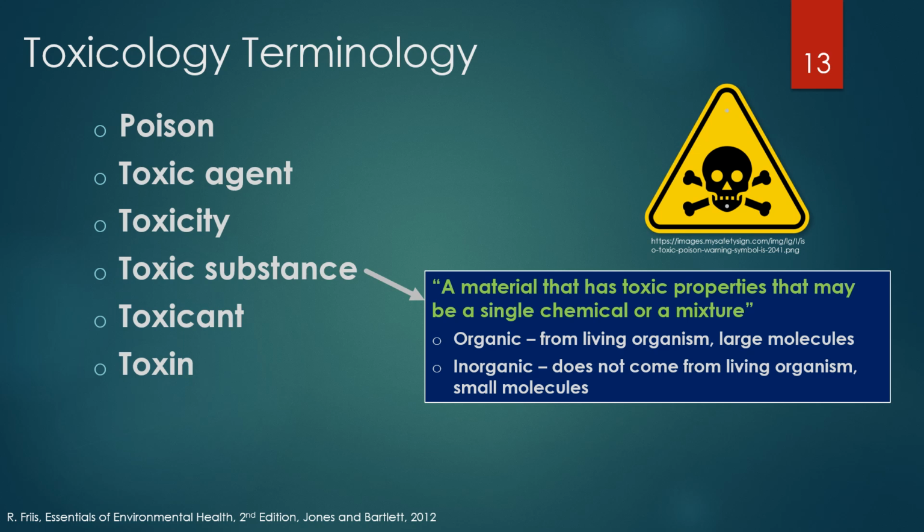Toxic substance is defined as a material that has toxic properties. A toxic substance may be defined as a single chemical like arsenic or lead, or may be a mixture of toxic chemicals like gasoline. Toxic substances may also be classified as organic or inorganic. Organic toxic substances come from living organisms and are usually large, complex molecules, whereas inorganic substances do not come from living organisms and are usually small molecules.